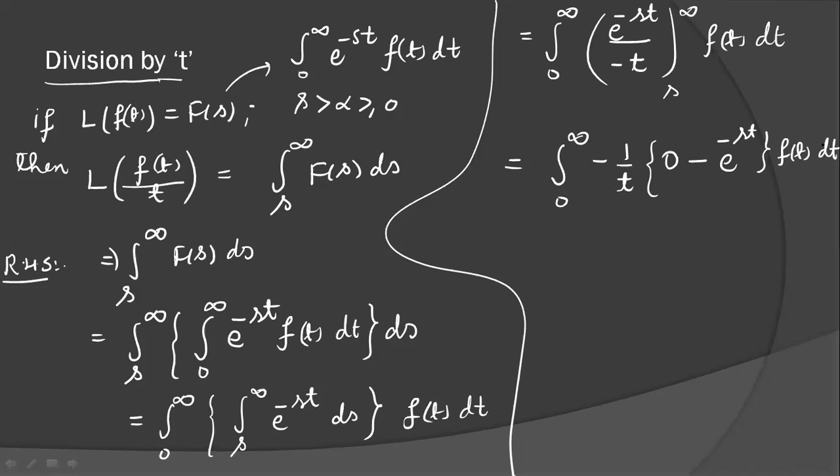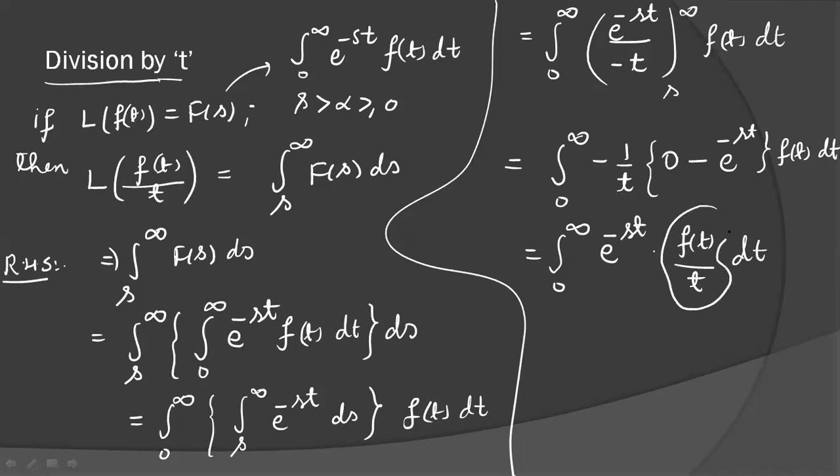Some people also like to write it as s to infinity f(u) du, because they do not want to repeat the parameter variable inside also. So you can also use that notation, but we know that a to b f(x) dx equals a to b f(t) dt. So there it will be no problem. 0 to infinity, it will be e to the power minus st into f(t) over t dt. So it is nothing else, it is the Laplace transformation of f(t) over t.